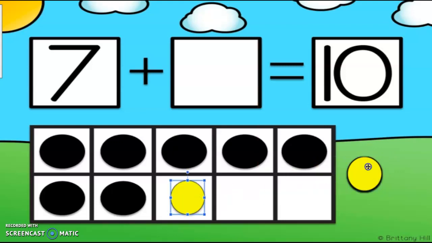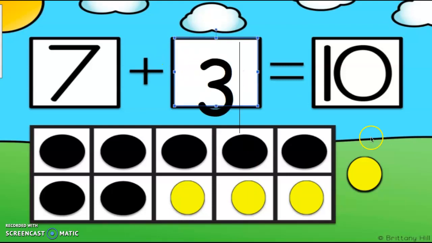Check your work. 1, 2, and this one. How many did I add? Easy peasy lemon squeezy. Yeah, I added 3. 7 plus 3 more equals 10. 7 plus the 3 yellow is going to give me 10. 7 and 3 come together to make 10.